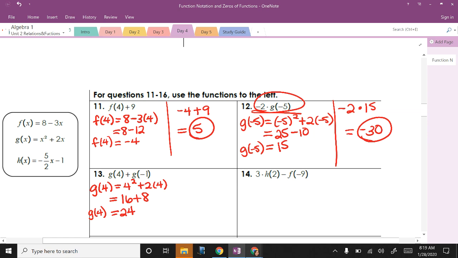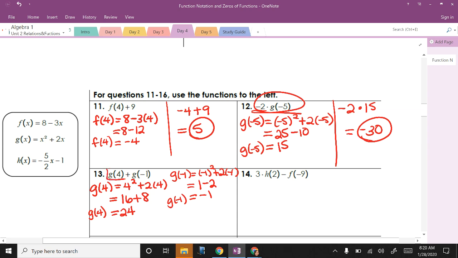I also need to find g of negative 1. I'll just come over here. So that's going to be negative 1 squared plus 2 times negative 1. Let me try it again. g of negative 1 equals negative 1 squared plus 2 times negative 1. All right, what's negative 1 squared? 1. And 2 times negative 1 is negative 2, and what's 1 minus 2? Negative 1. So g of negative 1 is negative 1.